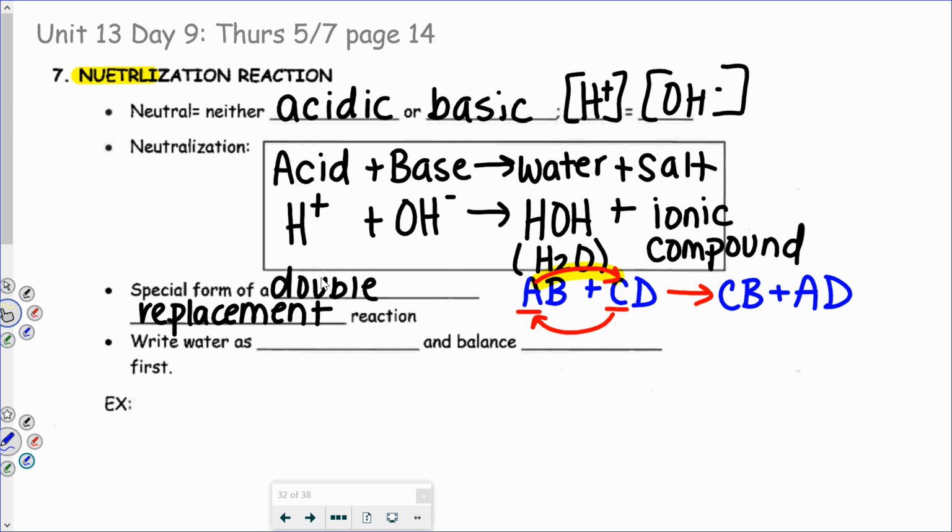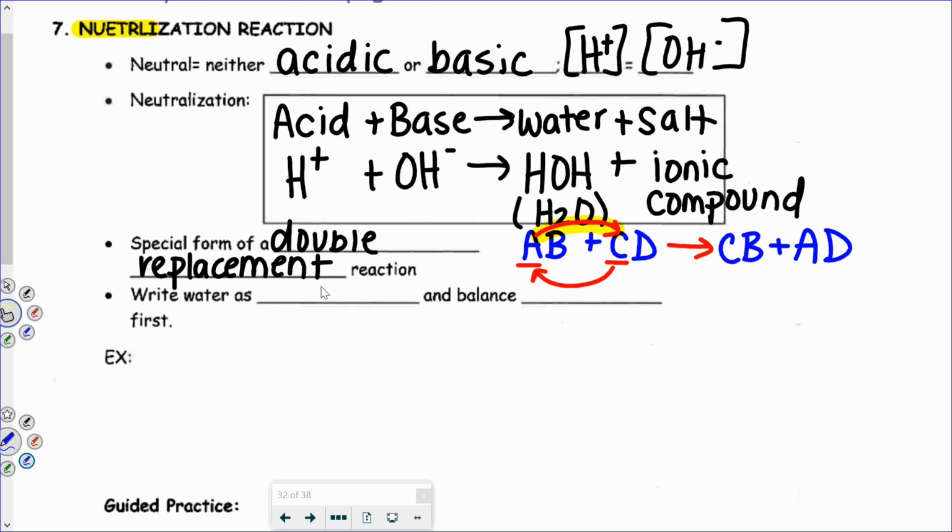It's where you have two compounds and the cation, which is the positive ion from the first compound, and the positive ion from the second compound do a little do-si-do. It's like when you guys do square dancing in gym, you switch partners and you end up with two new compounds. In this case, it would be water and a salt. This would be like your acid, this would be a base.